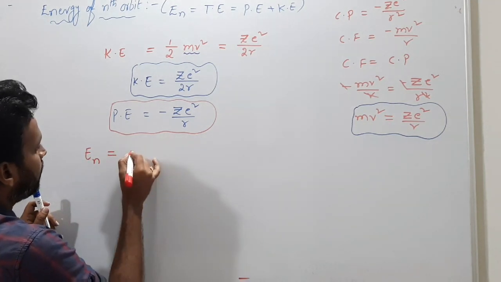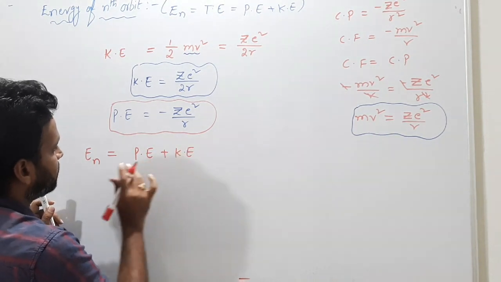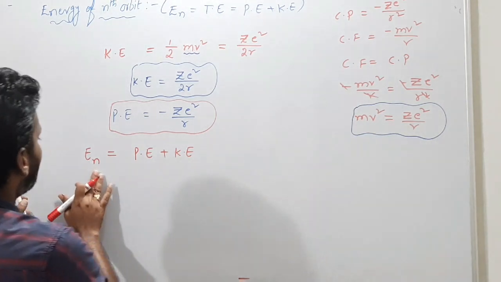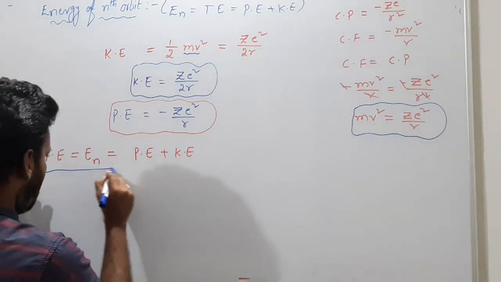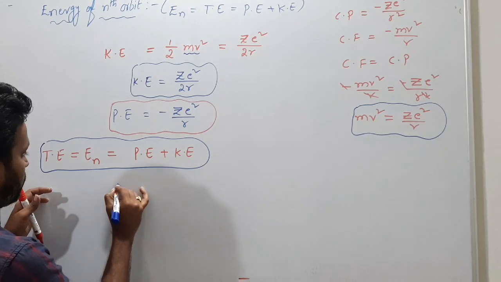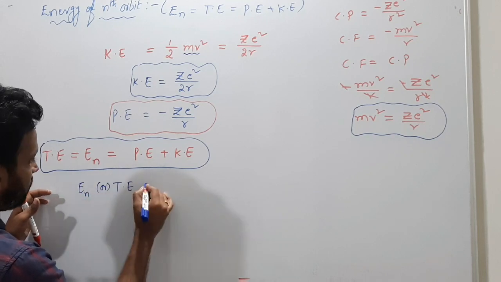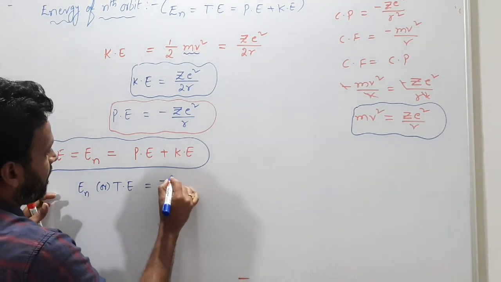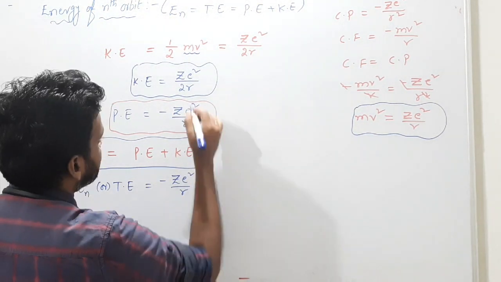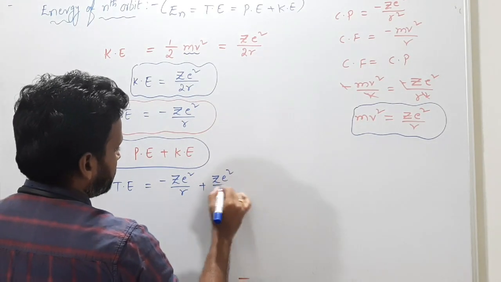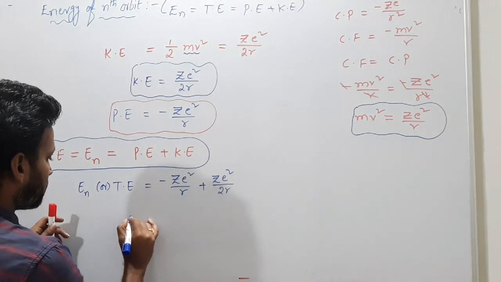En is equal to what now? En is equal to potential energy plus kinetic energy, right? Potential energy plus kinetic energy. So En, or else this is also called total energy. Both are the same. Now the total energy, or the energy of nth orbit, is equal to: what is potential energy? Minus Ze square by r. This is potential energy. And what is kinetic energy? Plus Ze square by 2r. Got it?